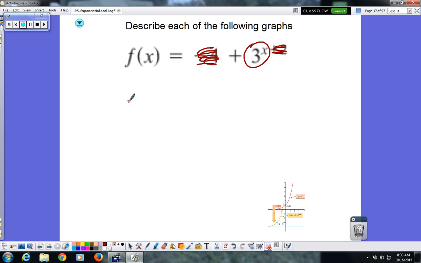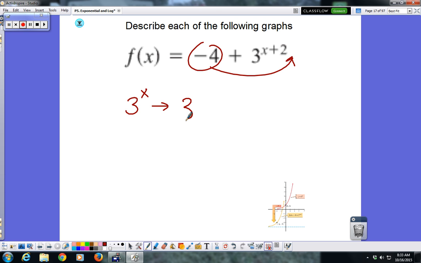And we want to know how we are going to change going from 3 to the x power to this stuff. Now, my word of advice, the negative 4 out front: a lot of times people ask themselves, I really don't know what that negative 4 is going to do. Do this. Put it right there. That's 3 to the x plus 2 power minus 4.